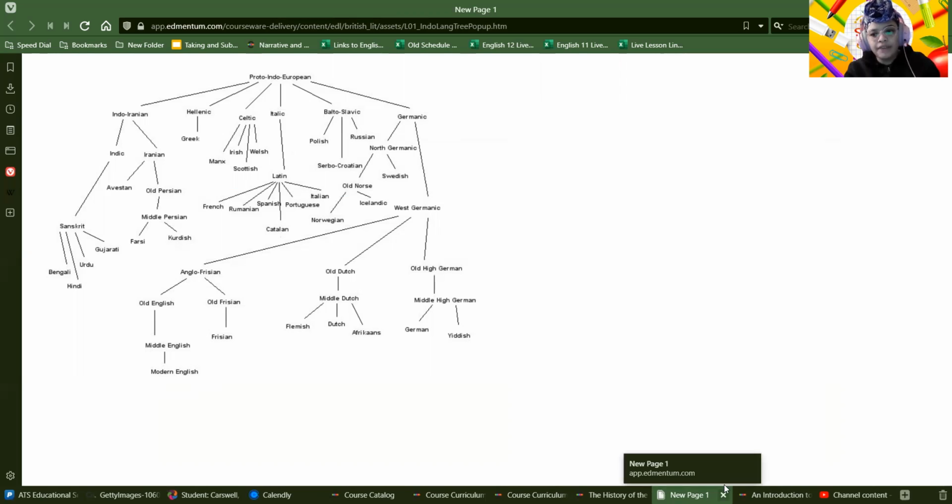Just as a reminder, you don't have to know what all of this is. They're just giving you an example of what a language tree looks like. It's very similar to a family tree where you would have a couple and then their children, who they married, and then those people's children going down and down. It's the same thing, but with languages.